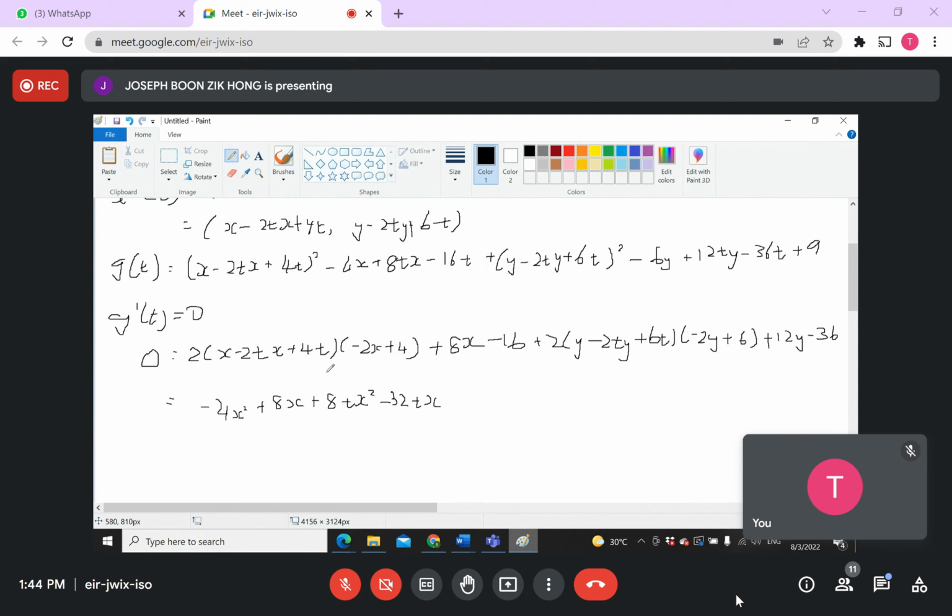Okay, and plus 32t. Let me see, x squared, tx squared, x, tx, t. And then plus 8x. 8x and 8x become 16x. Negative 16 and negative 36, negative 52.